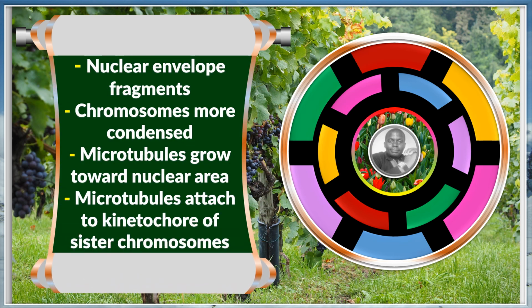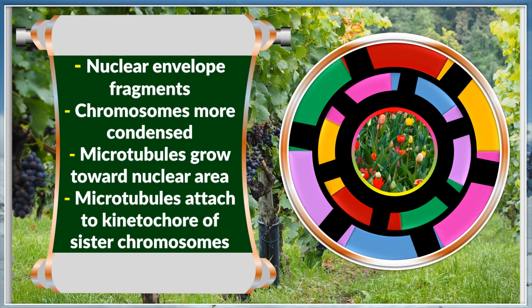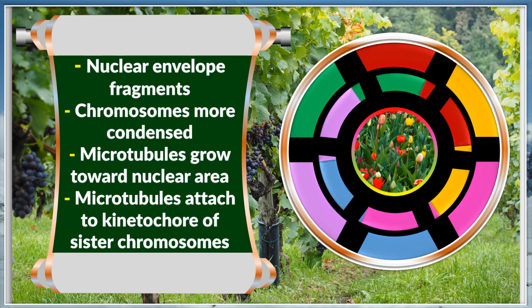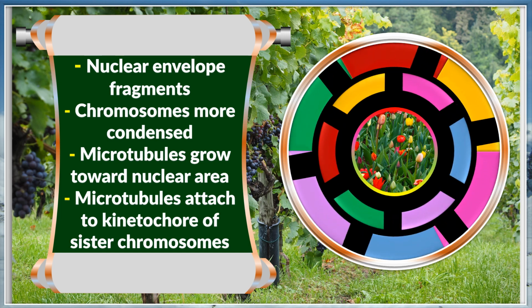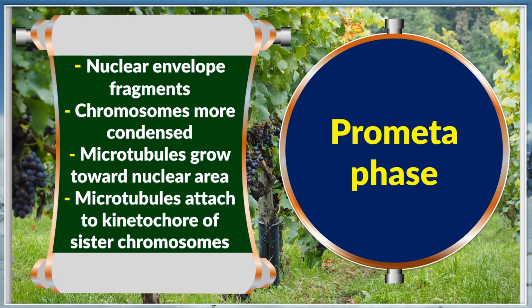Nuclear envelope fragments. Chromosomes more condensed. Microtubules grow towards nuclear area. Microtubules attach to kinetochore of sister chromosomes. Prometaphase.